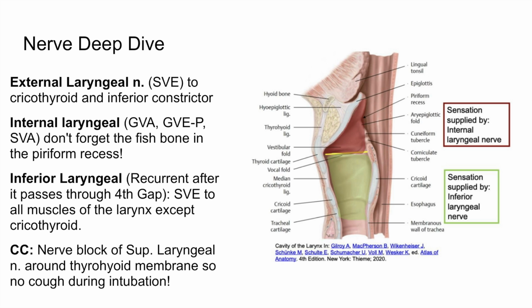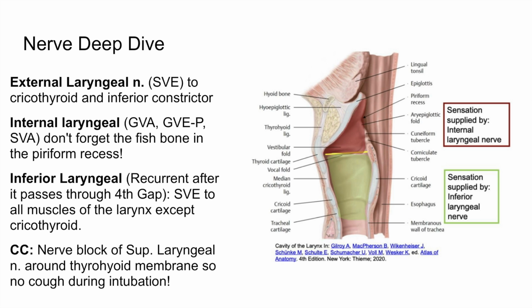So above the vocal cords, you're going to have that internal laryngeal, which is going to be sensation. Below the vocal cords, you're going to have the inferior laryngeal, okay, which is also known as the recurrent laryngeal, and that will be your sensation and motor. And then finally, you have your external laryngeal, which will be pitch control, and that's also going to only innervate the cricothyroid because that's what does pitch.